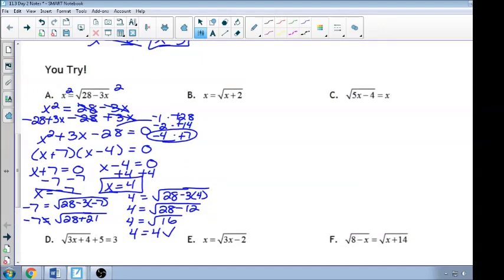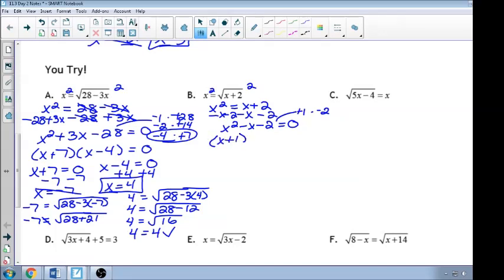Let's continue here. I have x equals the square root of x plus 2, so I'm going to square both sides. That's x squared equals x plus 2. I need to move everything over. So x squared minus x minus 2 equals 0. To factor tree 2, I have 1 times 2. The middle term is negative, so my larger number is negative. I need to multiply to a negative, so my smaller number will be positive.